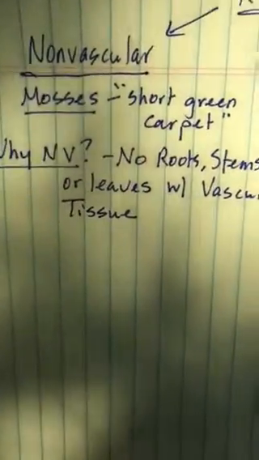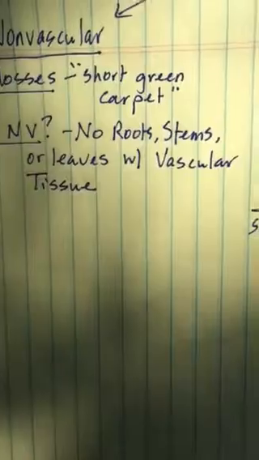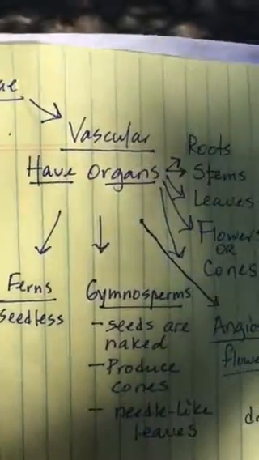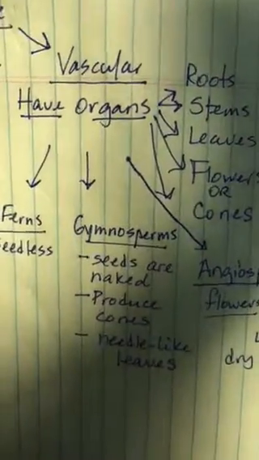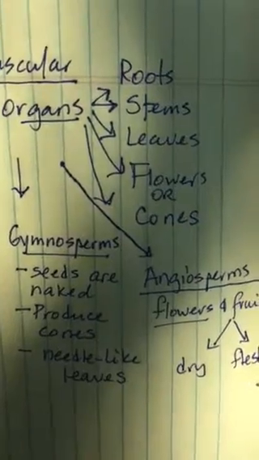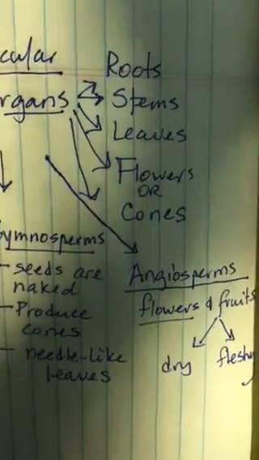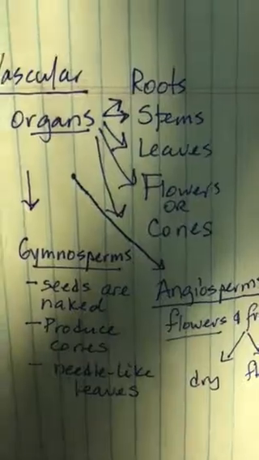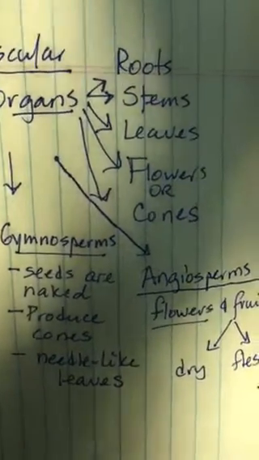So why are they considered non-vascular? They really do not have true roots, stems, and leaves that have vascular tissue. So what that means is they do not have a special tissue that helps transport water and minerals and sugars throughout the plant. On this side with vascular tissue and vascular plants, they do have true roots, stems, and leaves, flowers, or even cones. So the reproductive organs are either flowers or cones typically.